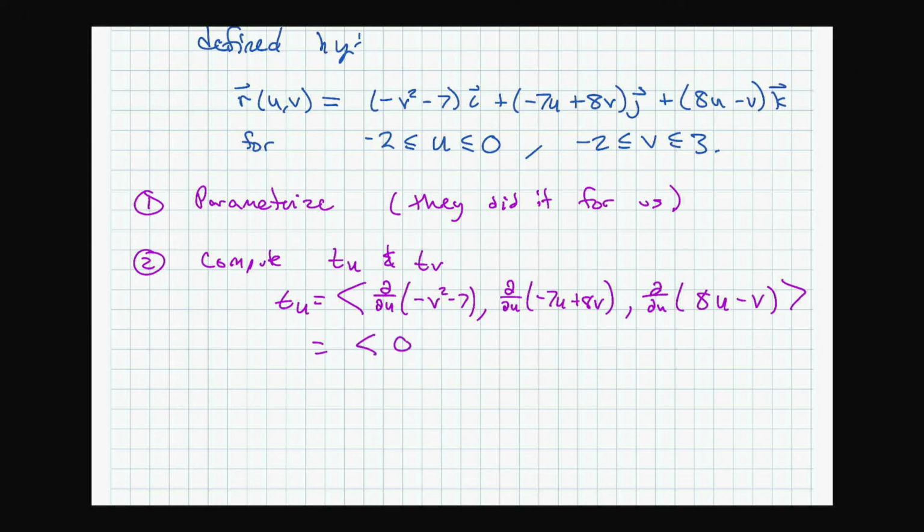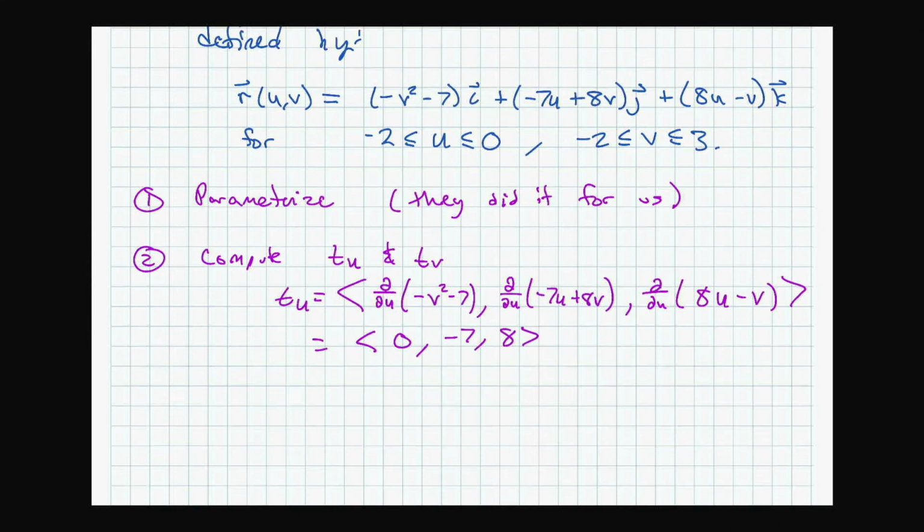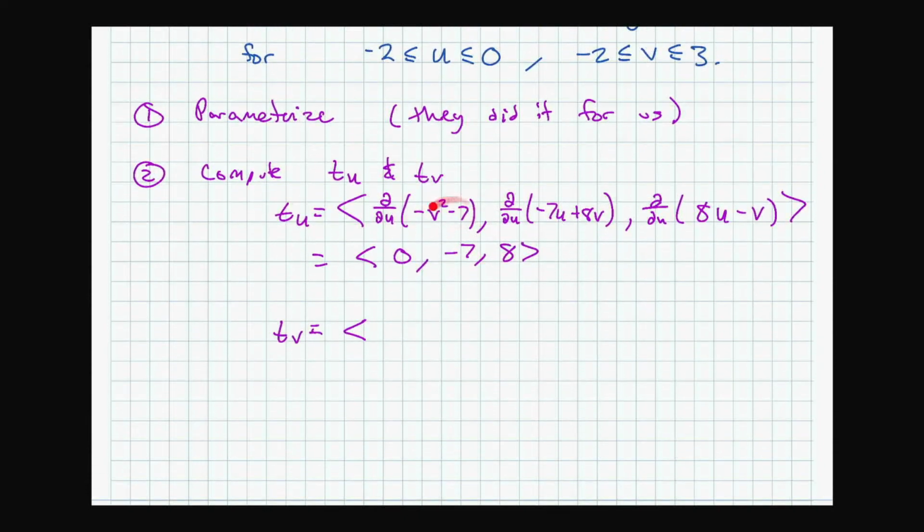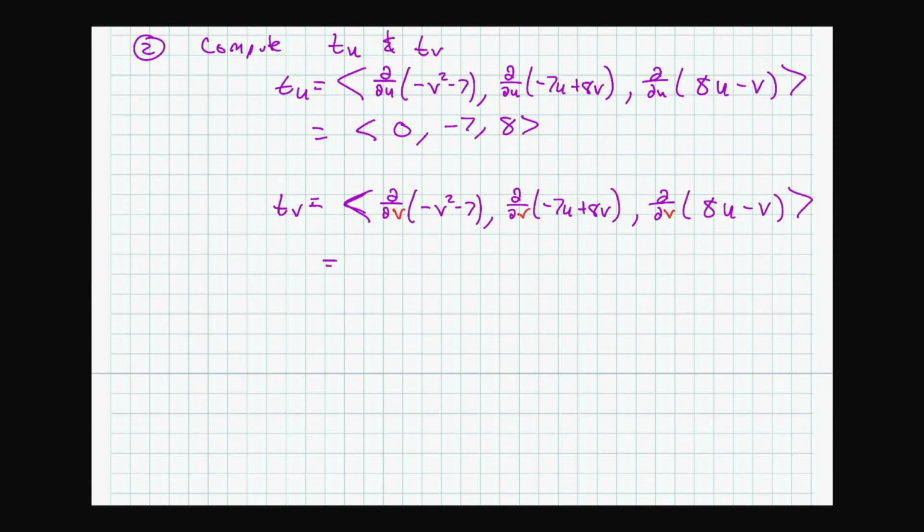Do those partials. We're going to get 0, negative 7, 8. Okay, so we got constants again there. That's okay. We need tv. I'm not going to write it out again, but we can actually see what we're taking the partials with respect to. So actually, you know what? I said I wasn't going to, but I am because I just realized I can copy paste it, and then just change the u's to v's. Okay. So let's do those partials. So we got negative 2v, 8, negative 1. Is that right? I think that's right.